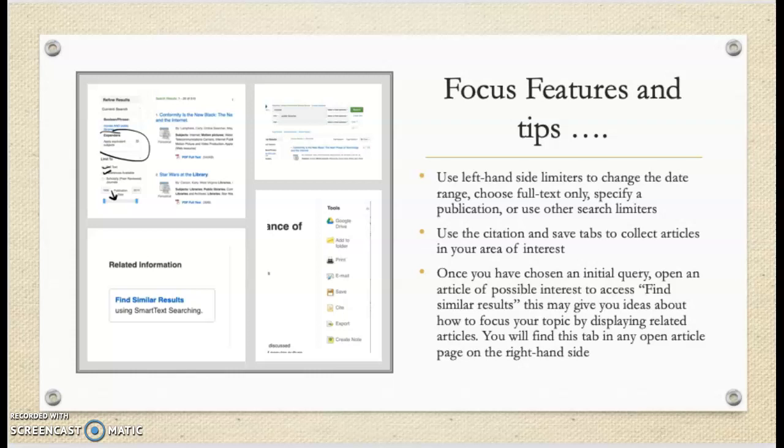Here are some features that can help you focus your research topic. Use the left-hand side limiters to change the date range, choose full text only, specify a publication, or use other search limiters. Use the Citations and Save tab to collect articles in your area of interest. Once you have chosen an initial query, open an article of possible interest to access Find Similar Results. This may give you ideas about how to focus your topic by displaying related articles. You will find this tab in any open article page on the right-hand side.